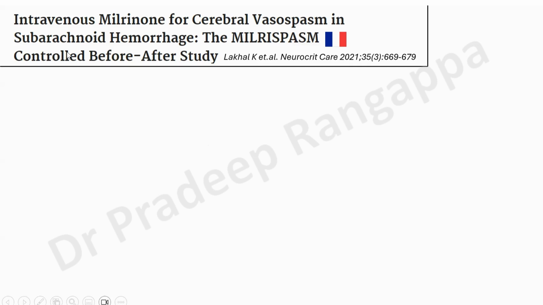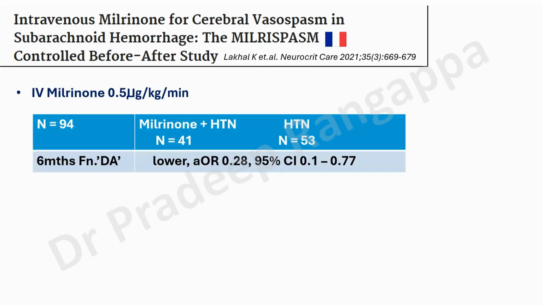So I'm only talking about systemic IV Milrinone because for intraarterial Milrinone, there are at least 20 studies, small case series, all of which have shown some benefit. So this is on IV Milrinone. Here the dosage they've used is IV Milrinone 0.5 micrograms per kg per minute. They had 94 patients, 41 patients were in the Milrinone group along with induced hypertension to prevent vasospasm. 53 patients were in the hypertension-only group.